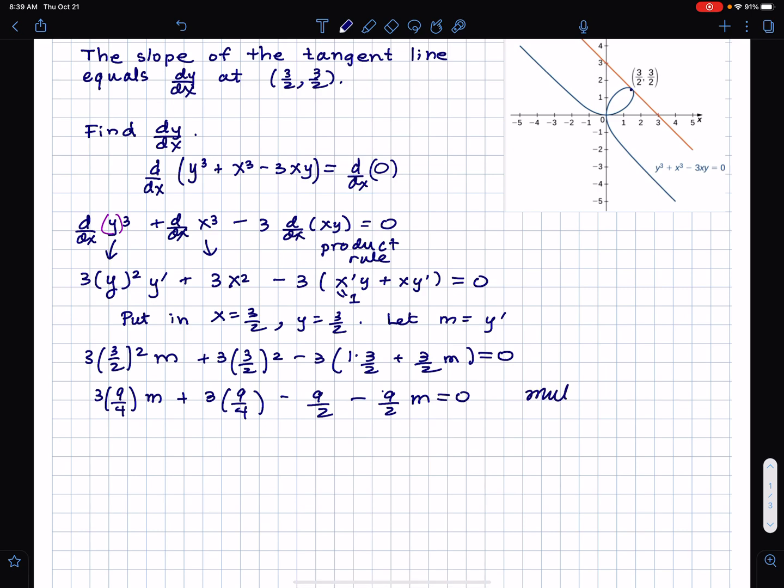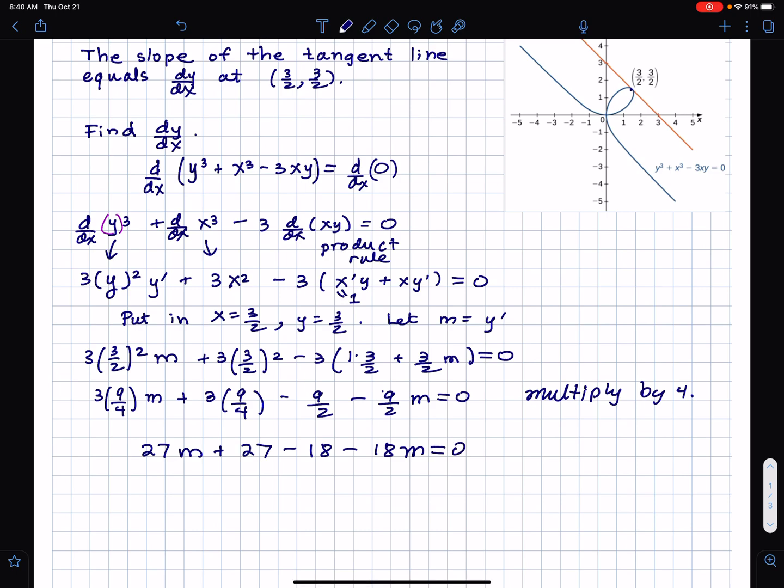We can multiply by 4 to clear the fractions. That's a beginning algebra trick: you look at the least common denominator, which is 4, and multiply through, which makes it a little easier. So 4 divided by 4 is 1, and 4 divided by 2 makes 2 times 9, which is 18. Multiplying through by 4 gives 3 times 9 is 27m, plus 3 times 9 is 27, minus 18, minus 18m.